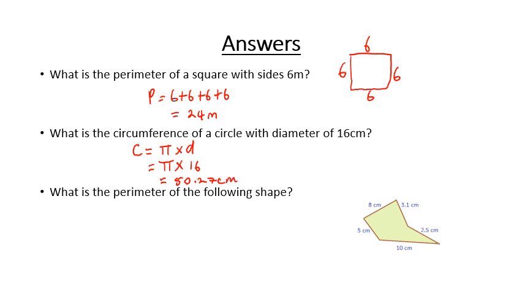Now we just need to add all these sides together. I'm going to start with the 8, I'm then going to add a 5, I'm then going to add a 10, I'm then going to add a 2.5, and I'm going to add a 3.1. And therefore my perimeter is going to be all of these added together, .6 centimeters.